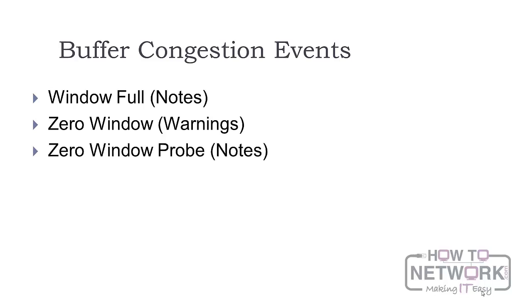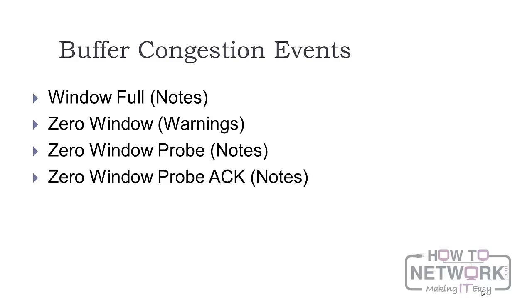Zero-window probes are generated by the sending host to check if the other host has enough buffer space available. Those packets are rarely seen because the receiving host generates window updates more often. Zero-window probe ACK is a response to the previous event, and window updates are generated by the receiving host to indicate a new window size, and they're seen even in traces with no zero-window condition.